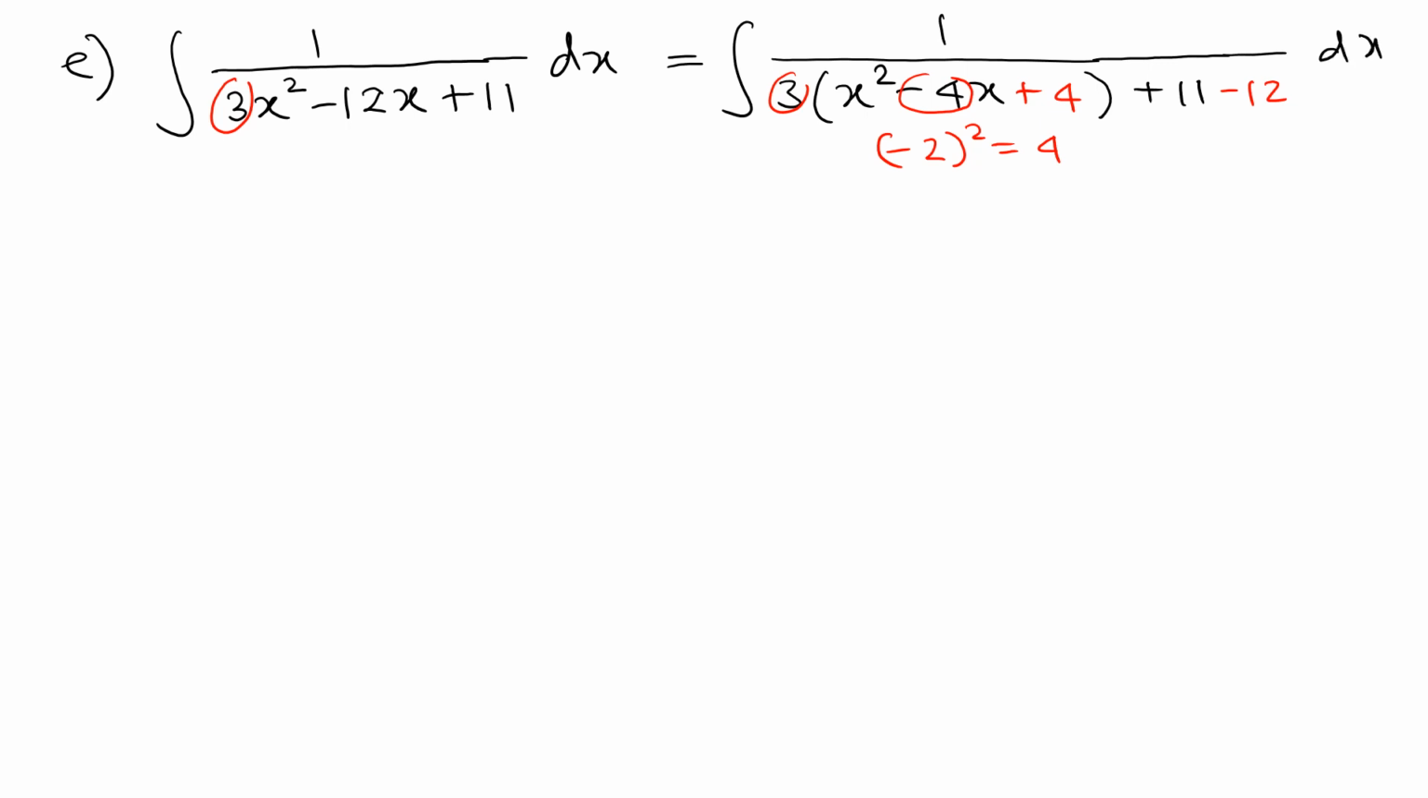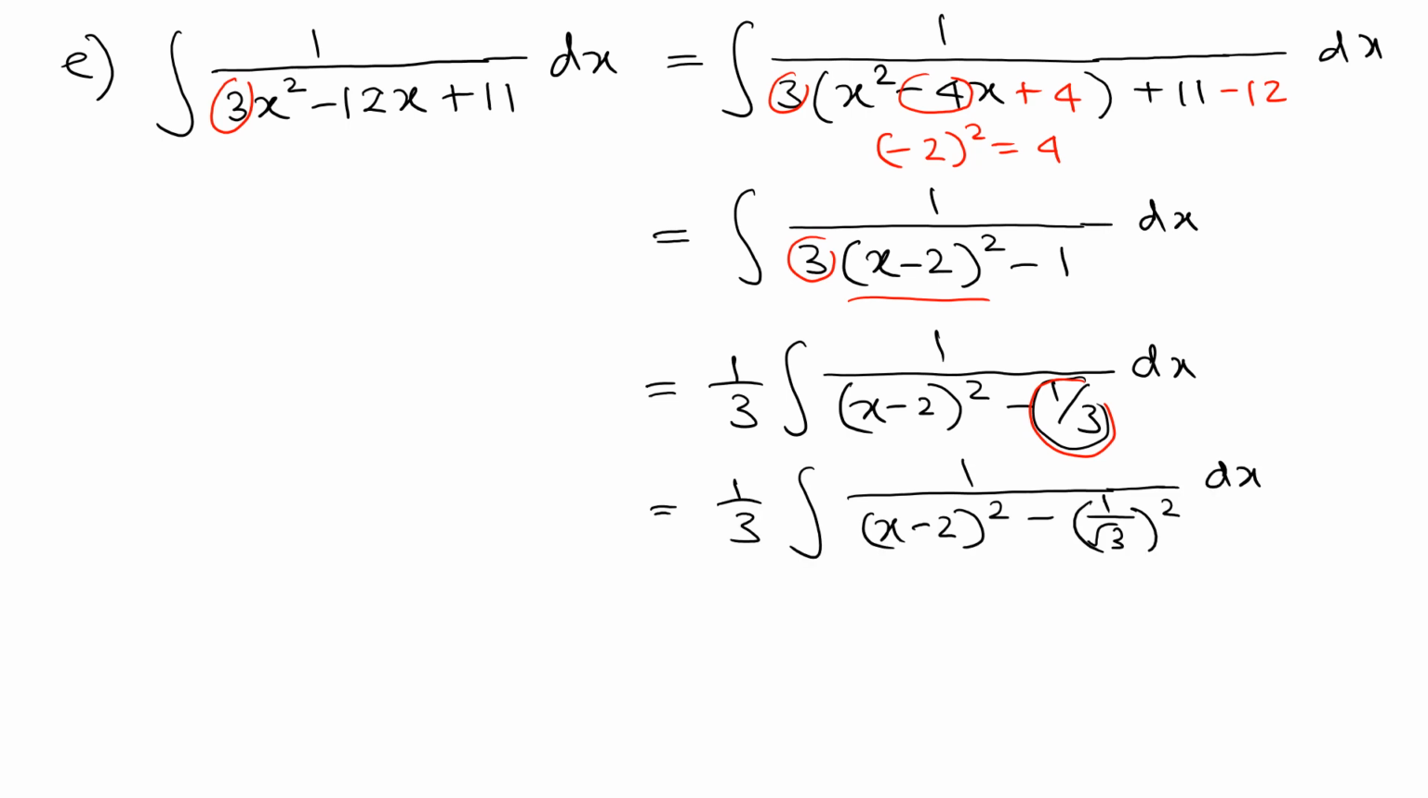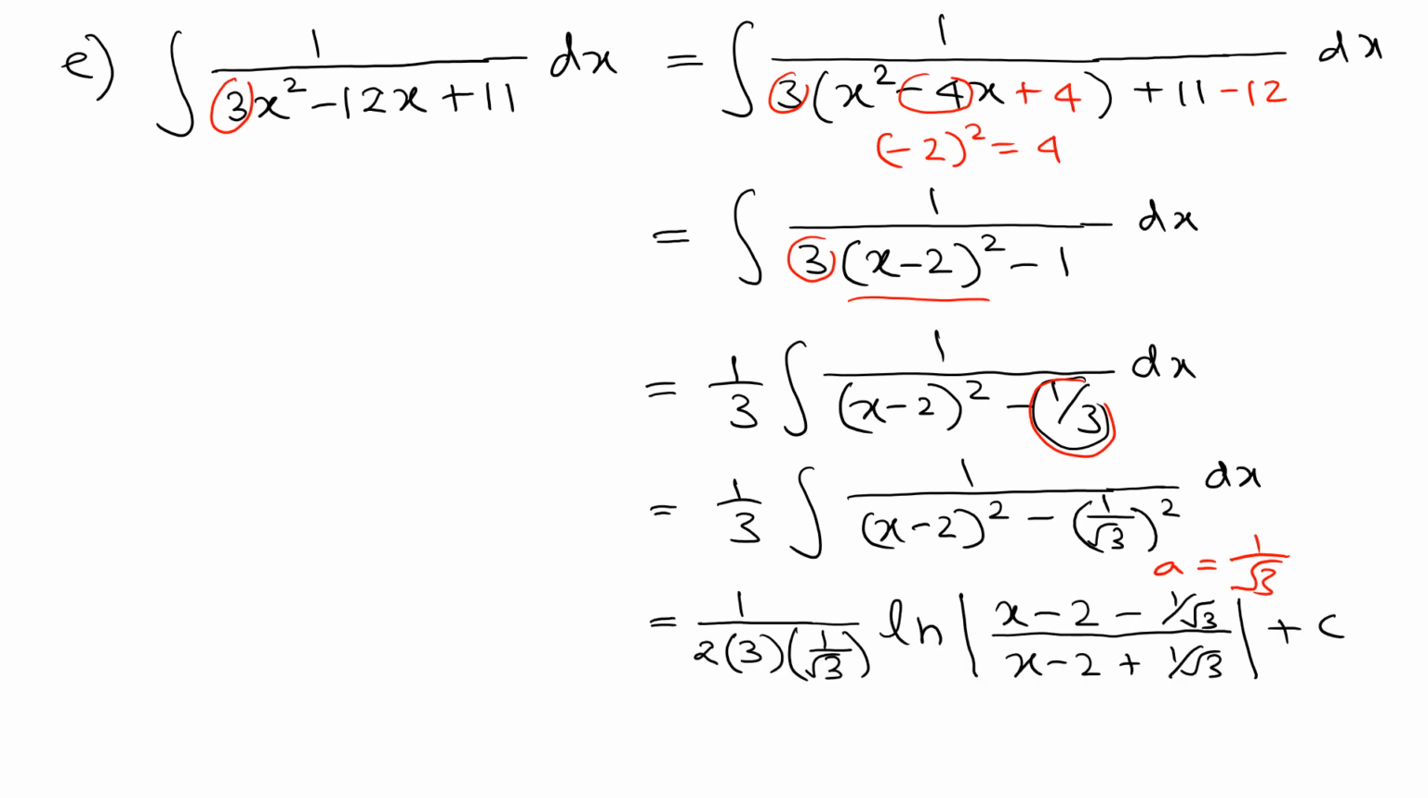Now you can write it like this because of the completing the square part. Now we pull 1/3 out. Then you divide 1 by 3. So the second term, you can write as 1 over square root 3 squared. In this case, you can see that a equals 1 over square root 3. Now we can use the second formula to write the answer in this way. You can simplify this to get this one.